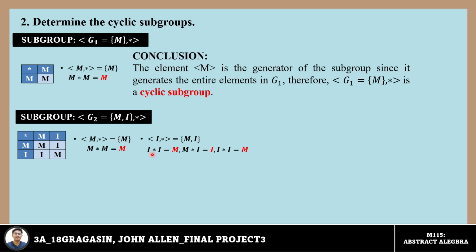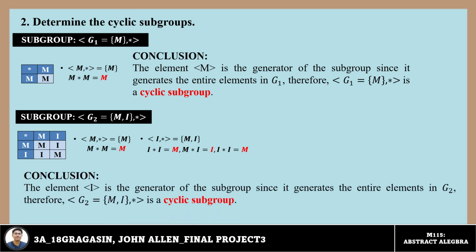And then let's check if the element I is a generator. So we have here the element I star I is equal to M, star I is equal to I, and then I star I is equal to M. As you can see here, its resulting elements are M and I, and it is the same as the elements in G sub 2. Therefore, the element I is the generator in this case, and since a generator exists, the subgroup G sub 2 is a cyclic subgroup.